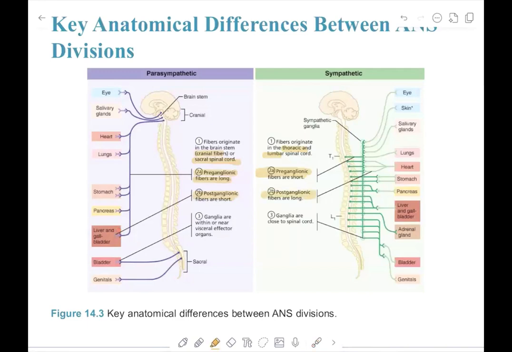And then finally, this shows the location of the ganglia. They're close to the visceral effector organs. But for the sympathetic division, they're close to the spinal cord. So it's actually referred to as the sympathetic ganglia. And it literally forms a chain which is close to the spinal cord.